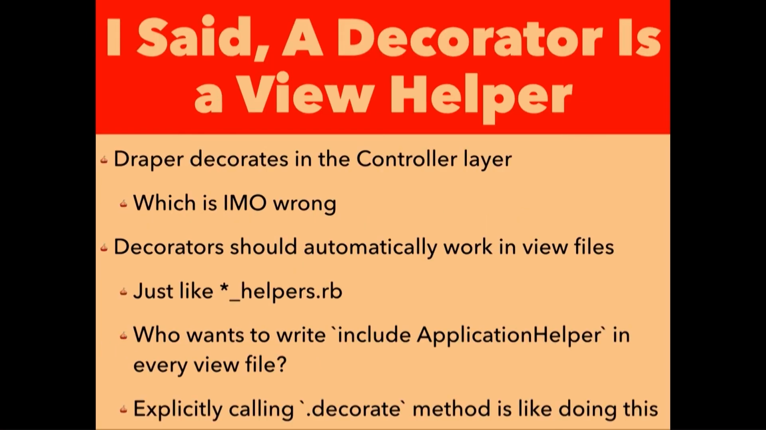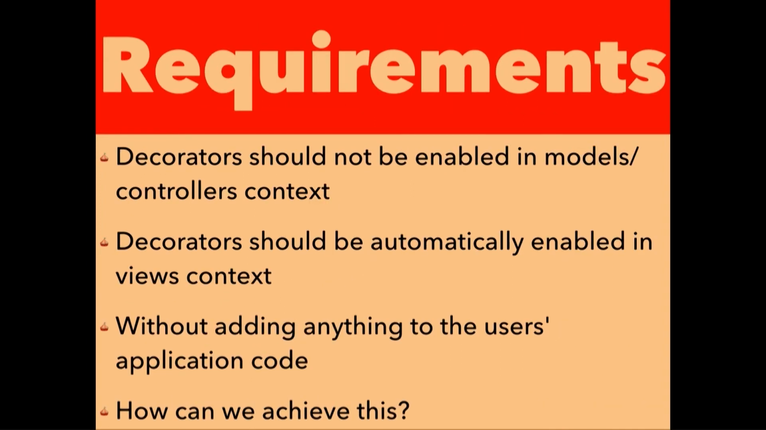Yeah. So, anyway, I said, a decorator is a view helper, essentially. And Draper decorates in the controller layer, which I think is wrong. Decorators should be automatically enabled in view files, just like helpers. You know, helpers automatically work in your views without including something or extending something. So I want decorators to work in the same way without an explicit .decorate call, right? So this is the requirement of my gem. Decorators should not be enabled in models or controllers, but should be enabled in views automatically without explicitly calling something, right? How can I achieve this?